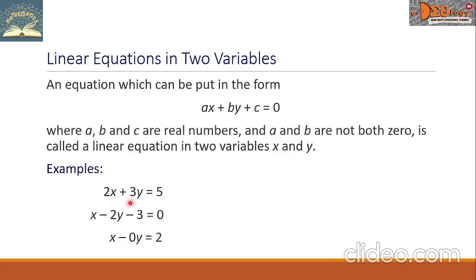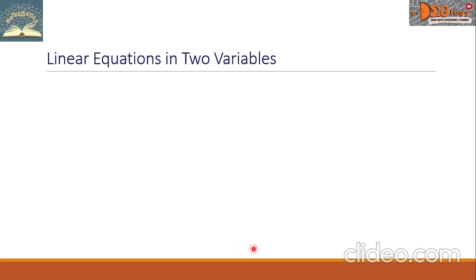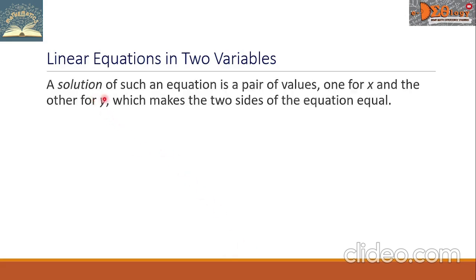Examples: 2x plus 3y equals 5, x minus 2y minus 3 equals 0, x minus 0y equals 2. In our third example here, we can simplify this as x equals 2. A solution of such an equation is a pair of values, one for x and the other for y, which makes the two sides of the equation equal.